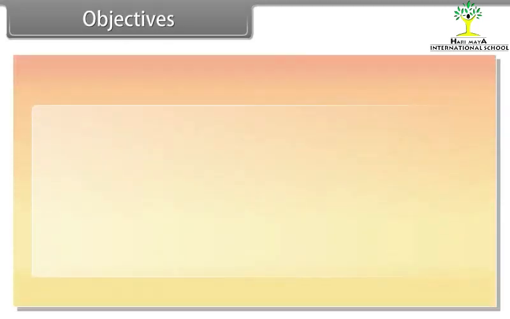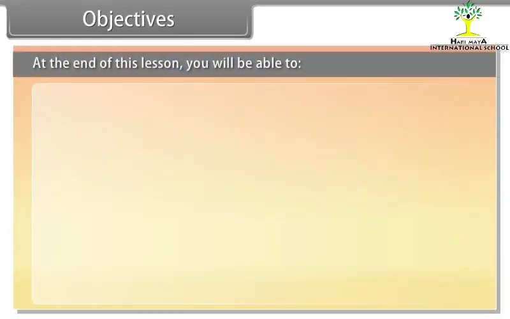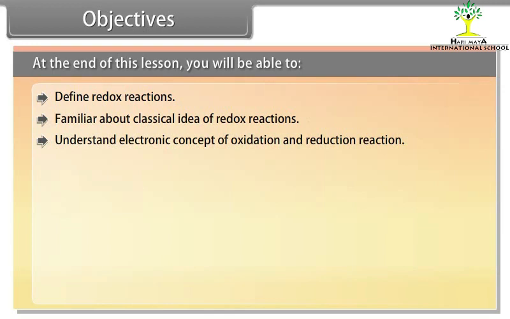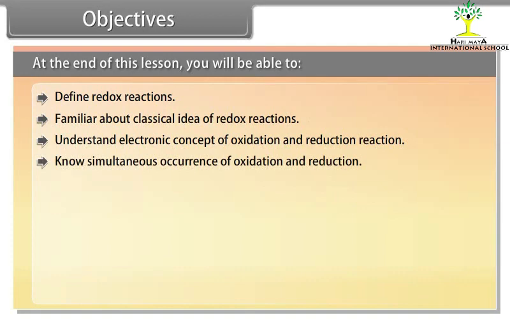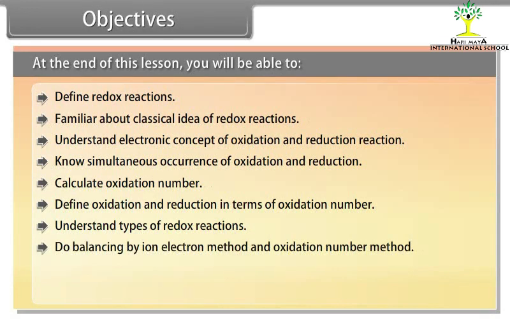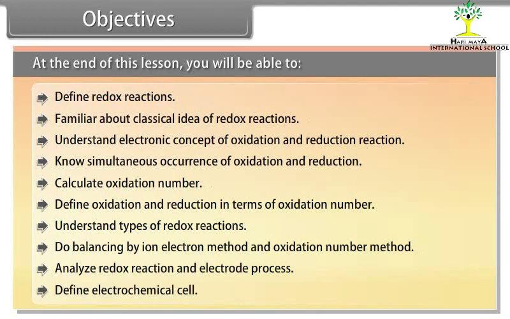Objectives. At the end of this lesson, you will be able to define redox reactions, become familiar with the classical idea of redox reactions, understand the electronic concept of oxidation and reduction reactions, know the simultaneous occurrence of oxidation and reduction, calculate oxidation number, define oxidation and reduction in terms of oxidation number, understand types of redox reactions, do balancing by the ion electron method and oxidation number method, analyze redox reactions and electrode processes, and define electrochemical cell.